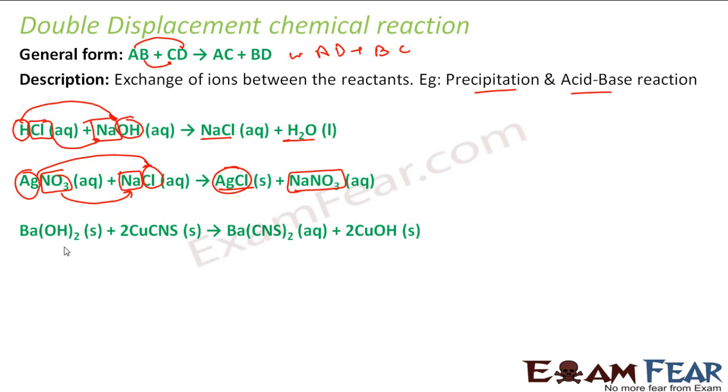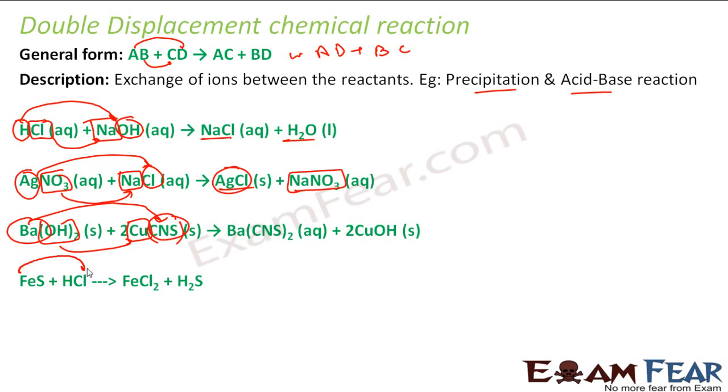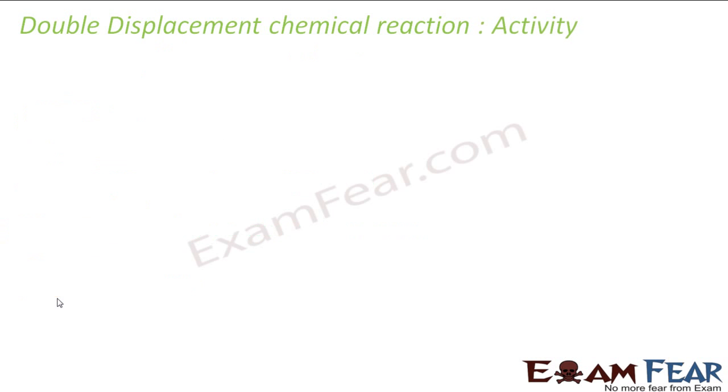Similarly, we have Ba(OH)2 and Cu(CNS)2. Ba and CNS form a pair, and Cu and OH form a pair, giving Cu(OH)2. So you get this kind of equation. Here we have FeS and HCl. In this case, Fe and Cl form a pair, and H and S form a pair. So that's what you get. This is an example where double displacement happens. Hope you understand the concept of double displacement, that both are displaced.